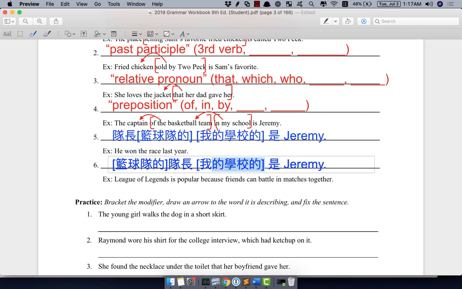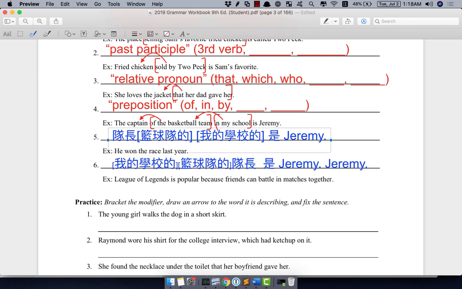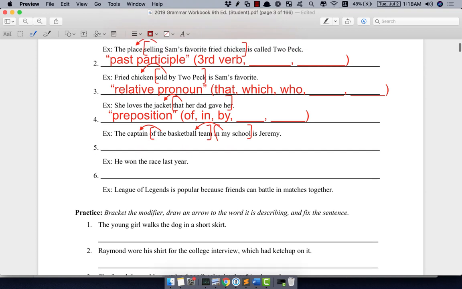And then next part is in my school. So since in my school describes basketball team, then in Chinese you have in my school 我的学校的 before the word for basketball team 篮球队. So this would be like so. So in Chinese it's 我的学校的篮球队的队长是 Jeremy. The Chinese sentences are reversed a little bit, but you can see the relationship between Chinese and English. It should be pretty straightforward. Pretty cool too. Right, and if you don't understand Chinese, don't worry about it. I'll delete everything here, so we go back to English.